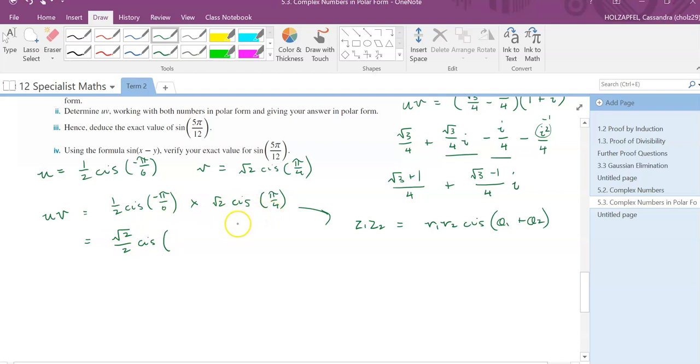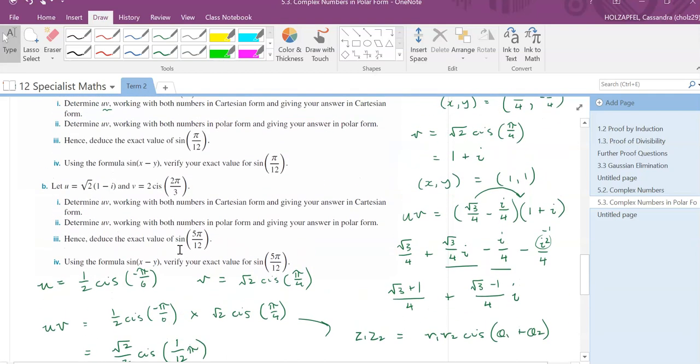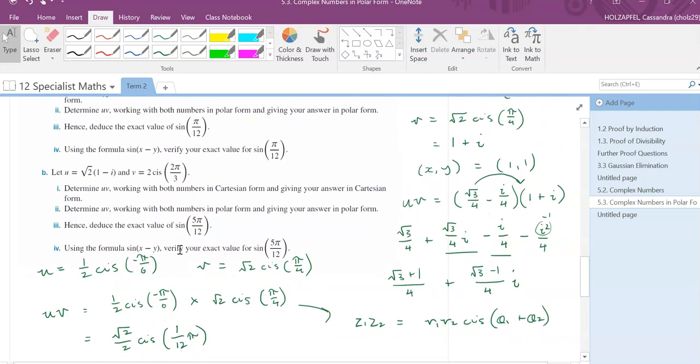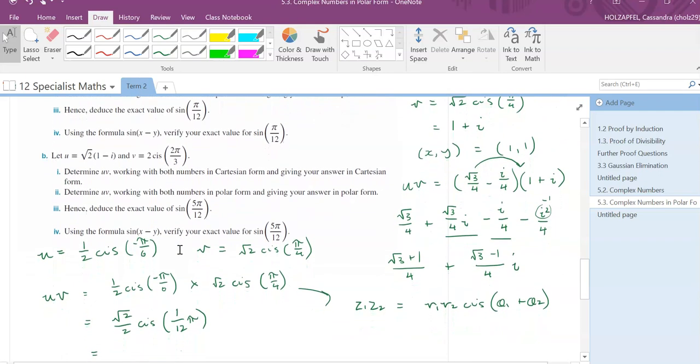So I'm just going to pop that in my calculator. So negative 1 over 6 plus 1 over 4, and that's going to be equal to 1 over 12 pi. And again, I can just chuck this now into my, oh wait, no, hold on, never mind, because it wants it in polar form, doesn't it? Yep, so that's all we have to do to get our answer in polar form. Okay, so moving on now.